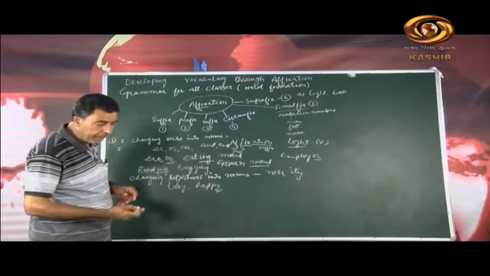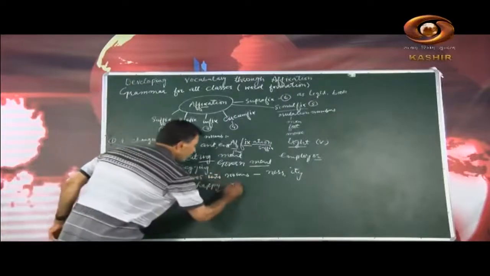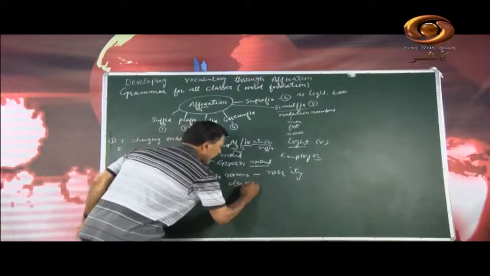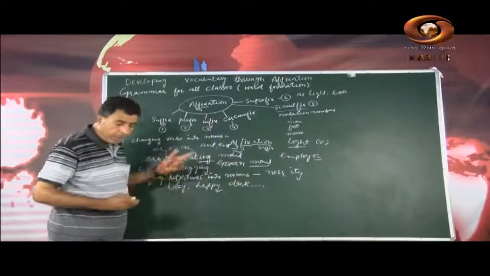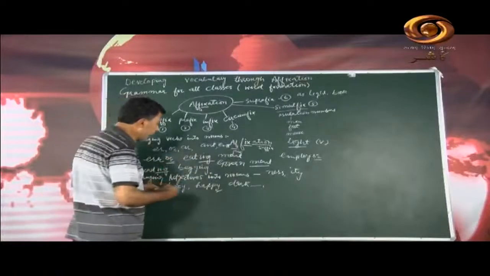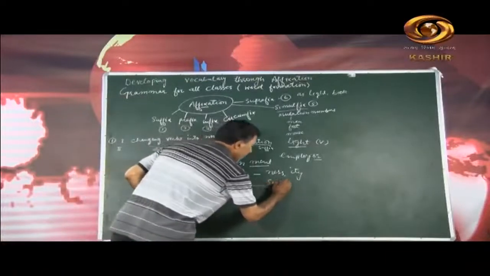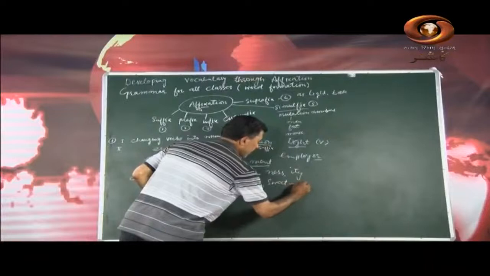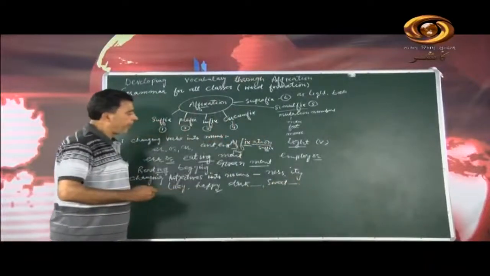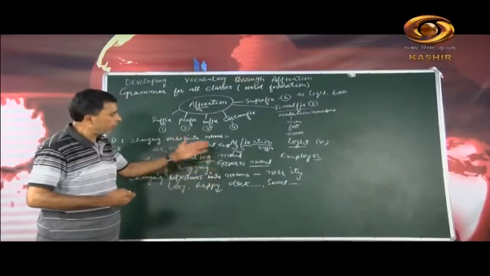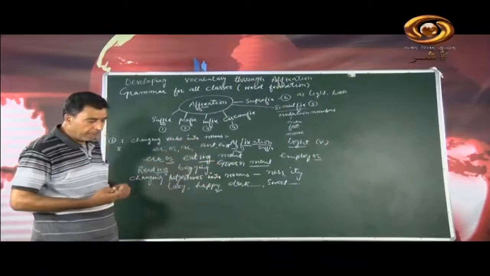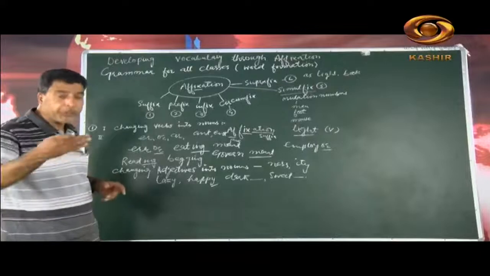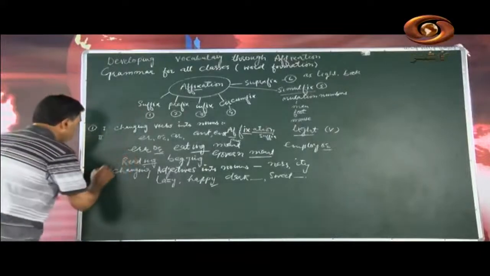Then here is a word, dark. Can you make it a noun? Yes, very good, darkness. Okay, here is the word sweet, sweetness. So this is how we can frame words from one part of speech into another. Then there are suffixes changing nouns into adjectives.